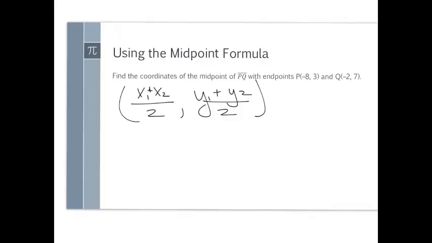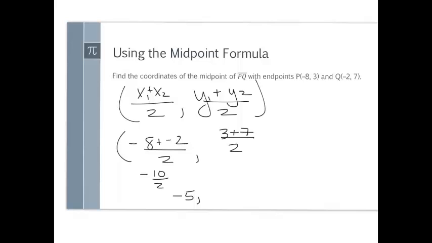So if we take the average x's, -8 plus -2 divided by 2, we get -10 divided by 2, which is -5. That's our x coordinate. The average y coordinate is 3 plus 7 divided by 2, which is 10 over 2, which is 5. So our midpoint is (-5, 5).